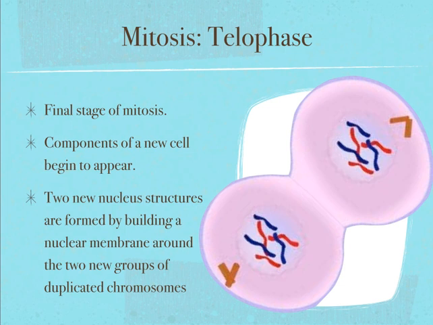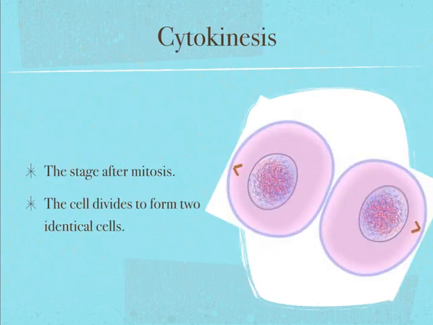The actual part of the cell going from one cell with two identical parts to two cells is called cytokinesis. Cytokinesis is the stage after mitosis, and this is when the cell divides to form two identical cells. Alright, so that's somatic cell division.